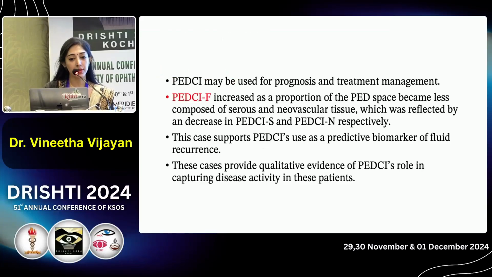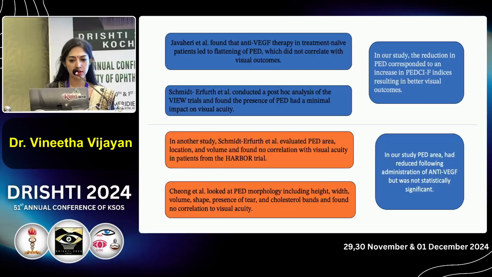So PET-C may be used for prognosticating and treatment management. PET-CF increased as the proportion of the PED space became less composed of the serous and the neovascular tissue, which was reflected by the decrease in the PET-CS and the PET-CN components. So this supports the PET-C's use as a predictive biomarker for fluid recurrences.